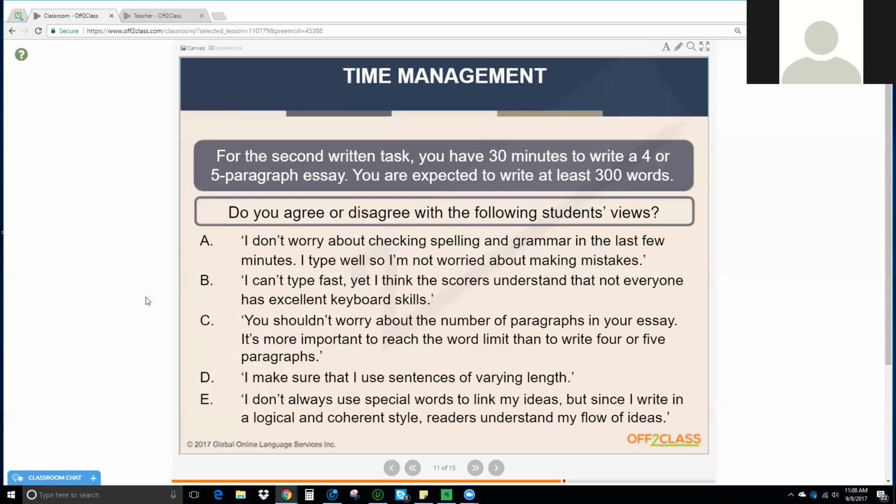You should worry about the number of paragraphs in your essay because you need to worry about structuring it to the key points, the key ideas. So you should have a paragraph for each of those, plus your introduction and conclusion.